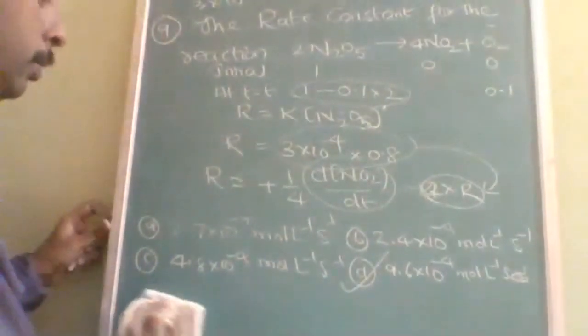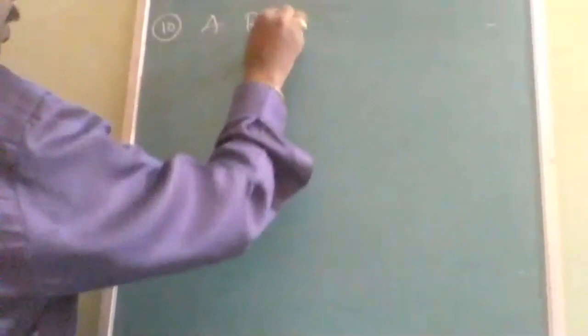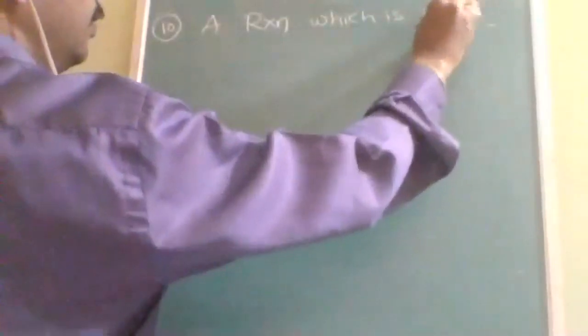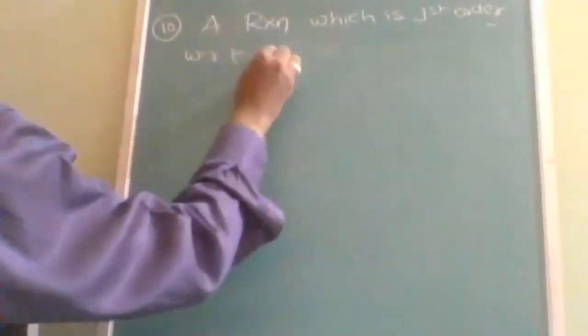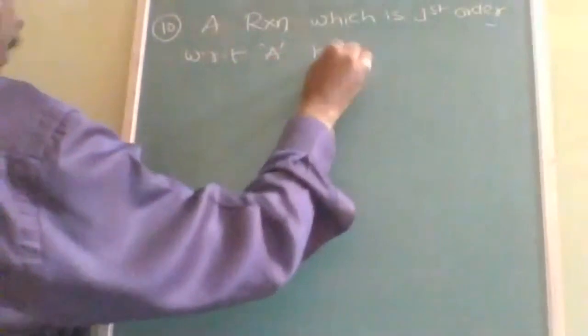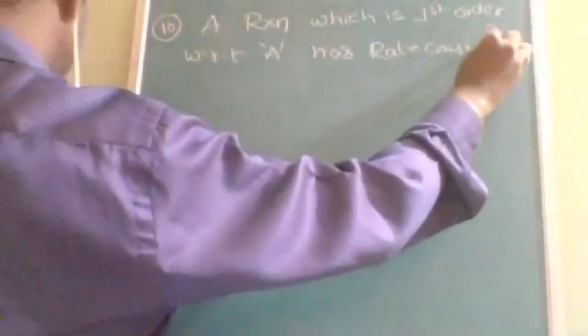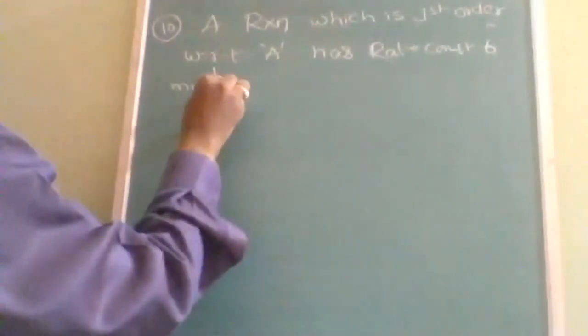Up to the ninth question we have covered. We are left with one more complicated, tricky question. Be ready. The next question is a reaction, RXN means reaction, which is first order with respect to A and has a rate constant of 6 minute inverse.